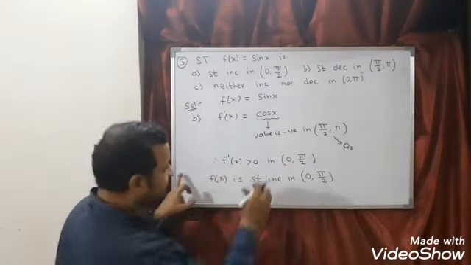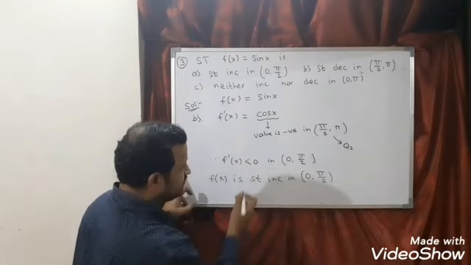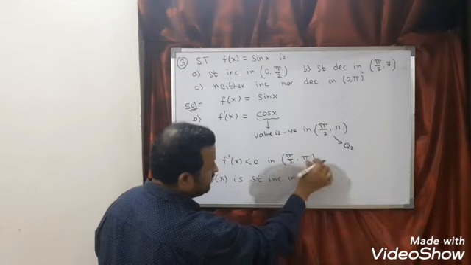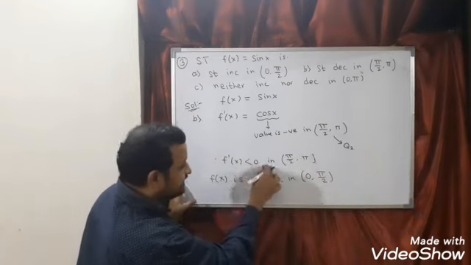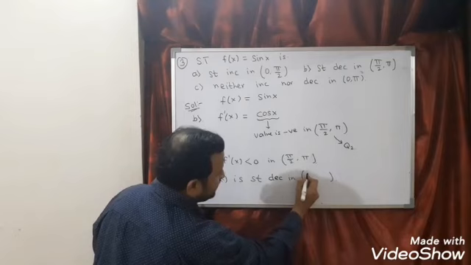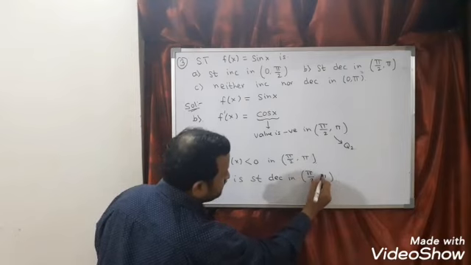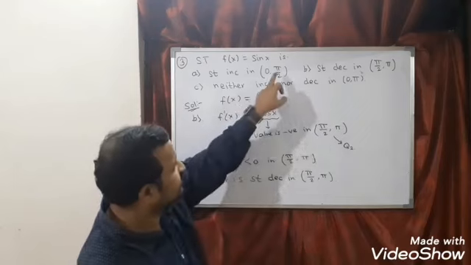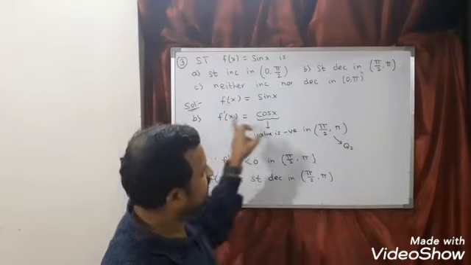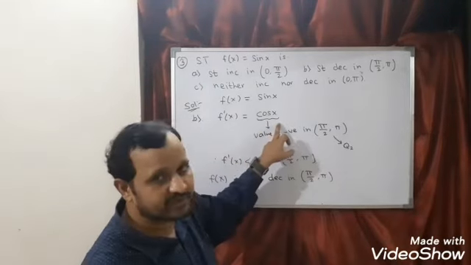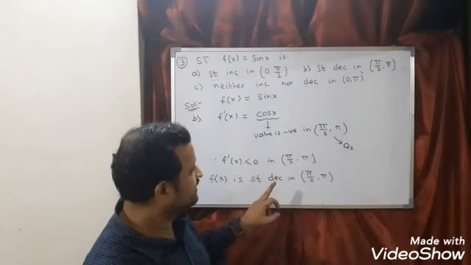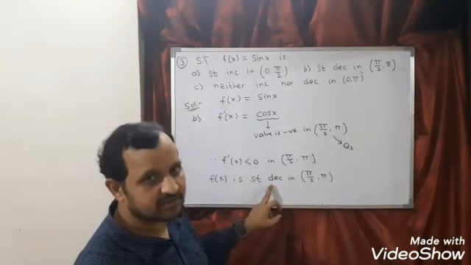So since f dash x is less than 0 in pi by 2 to pi, I can say that if f dash x is less than 0, this is the condition for strictly decreasing, here in pi by 2 comma pi. In the first bit, first quadrant, cos x value came to be positive, so increasing. In the second bit, second quadrant, cos x value came to be negative, so f dash x is negative, which is the condition for a strictly decreasing function. So this is bit number 2.